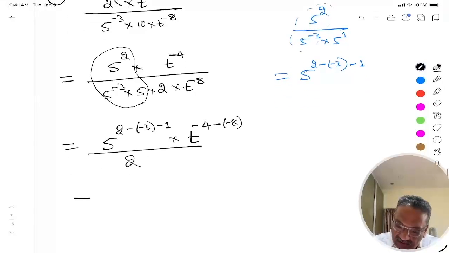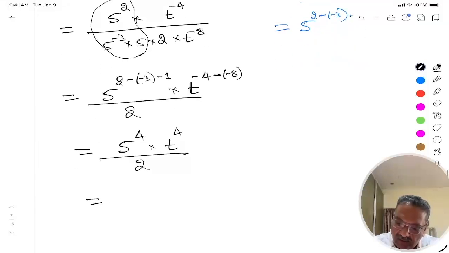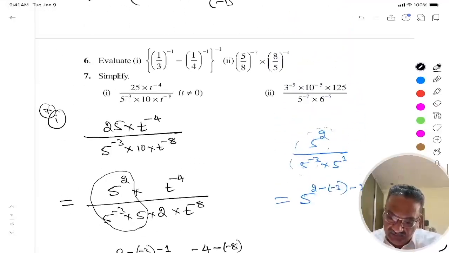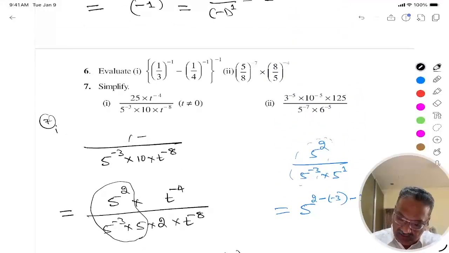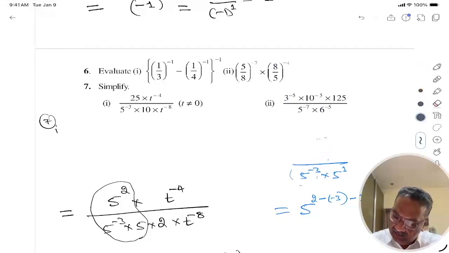Okay. So this is nothing but 5 to the power of minus of minus 3, which is plus 3, plus 2, 5 minus 1 is 4. 5 to the power of 4 into t to the power of minus becomes plus. So plus 8 minus 4 is 4, divided by 2. This is equal to, we have got 5t to the power of 4 divided by 2. This is the simplification. Next, let's take the second one.